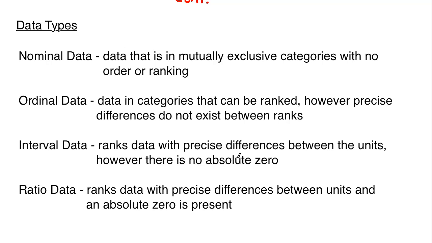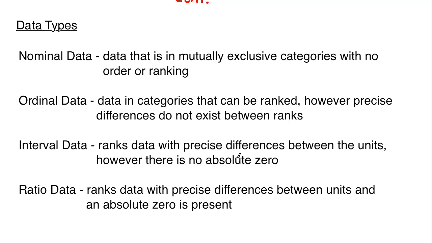Okay, so then we have ordinal data. Ordinal data is going to be a situation where data is in categories that can be ranked. However, the precise differences do not exist between those ranks. So some examples here could be, for instance, winner ranks. Let's say that we're talking about a science fair and you get first place, second place, third place, right? Those ranks, we can put an order to them, first, second, and third, but we can't find a measurable or a specific number difference other than calling them first, second, third, okay?